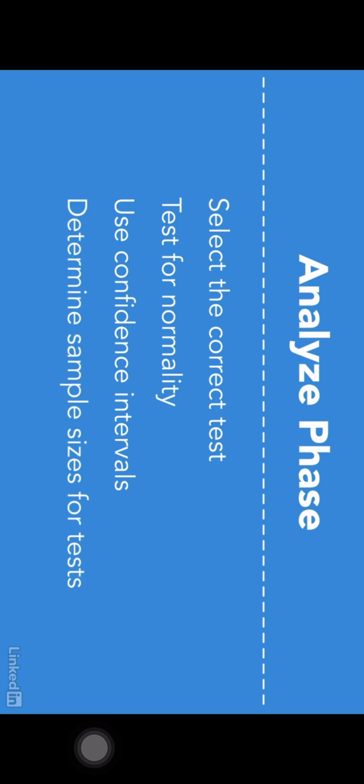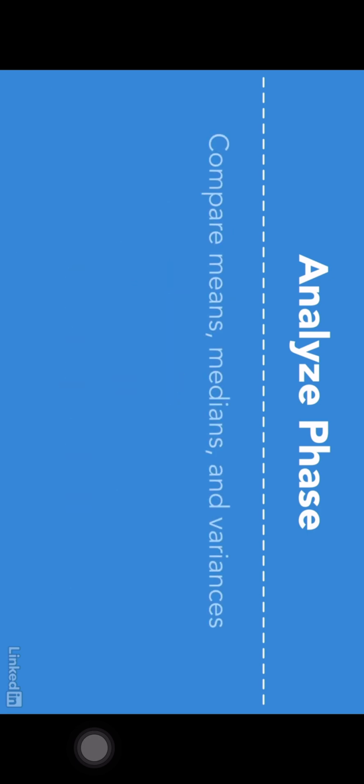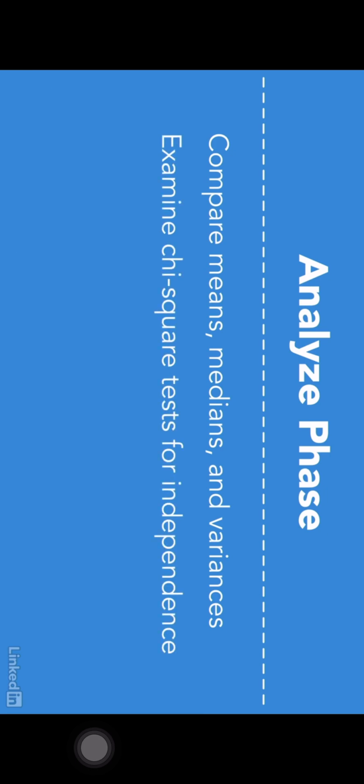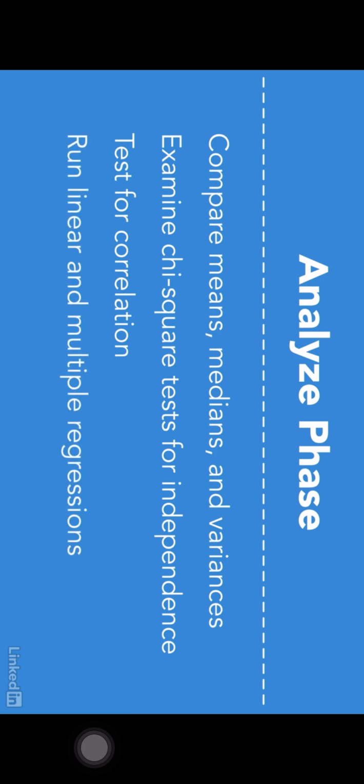We'll also determine the sample size needed for the tests, and how to compare means, medians, and variances. We'll also look at chi-square tests of independence, tests for correlation, and we'll run a linear regression and multiple regression to establish Y equals f of x.